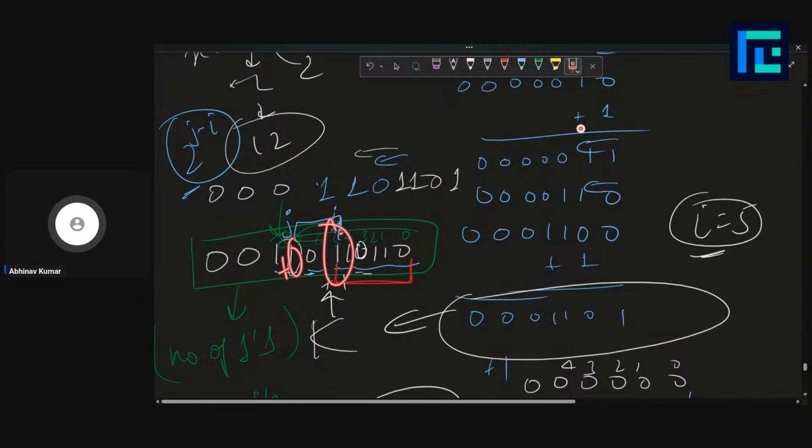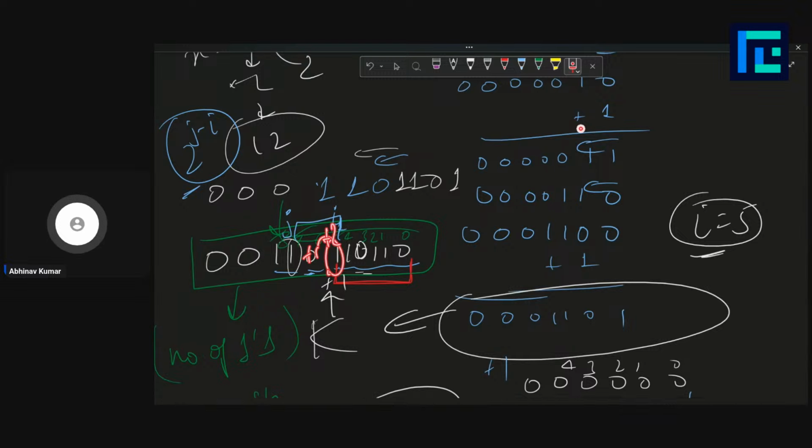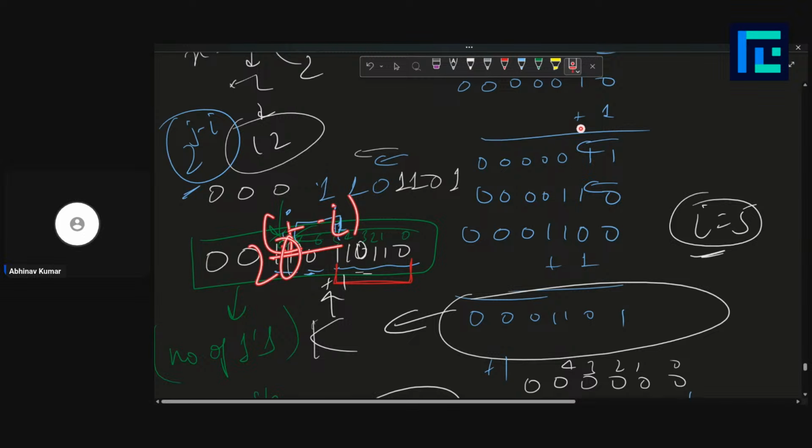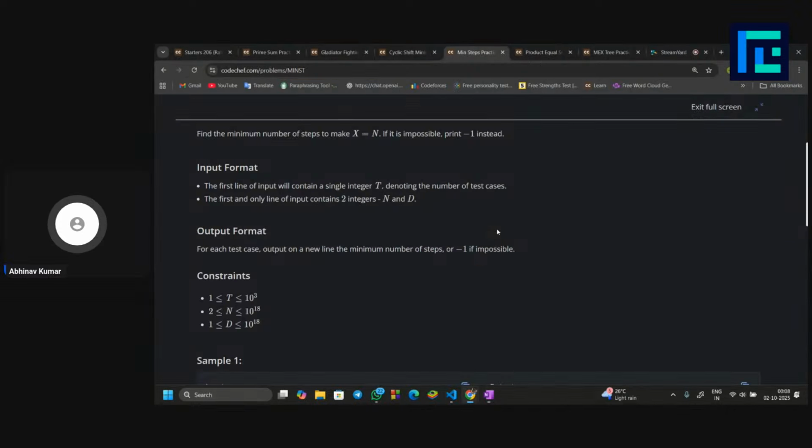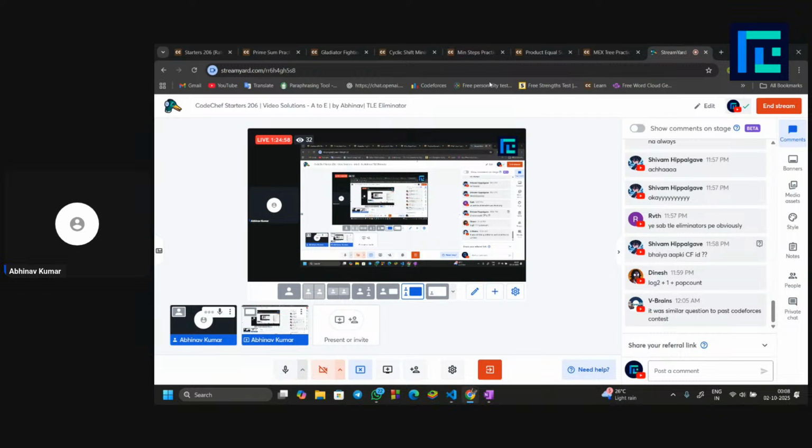So if you want to do a plus 1 in this bit, you can do 2 times plus 1 in this bit to make a plus 1 here. Or if you do 4 times plus 1 here, you get a plus 1 here. Or if you do 8 times plus 1 here, you get a plus 1 here. So basically you do 2 to the power j minus I times plus 1 to get a plus 1 at the jth position if j is greater than I. Okay. So if this logic is fine to you, we can move to the code.